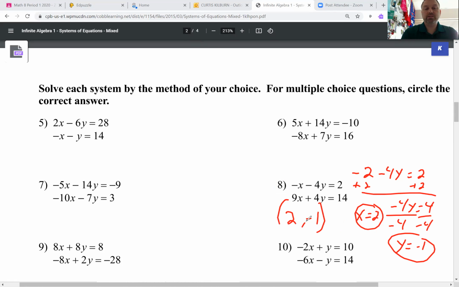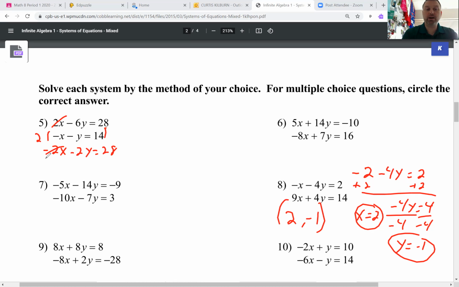So it reads 2x minus 6y equals 28, minus x minus y equals 14. My question is, it's up to you at this point what you want to cancel out, either the x's or the y's. What would you multiply the bottom equation by to get rid of the x's? Hopefully you said 2, because when I do that, I get negative 2x minus 2y equals 28. Well, positive 2x, negative 2x, they cancel.